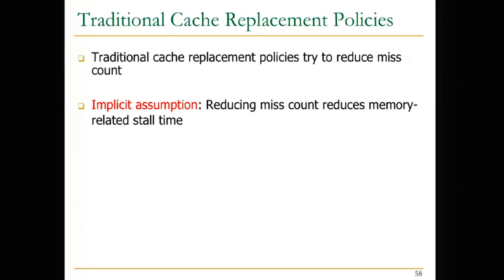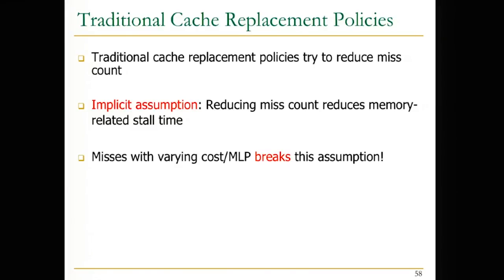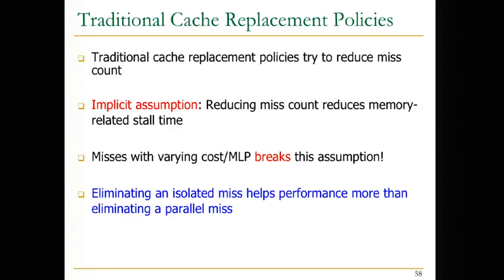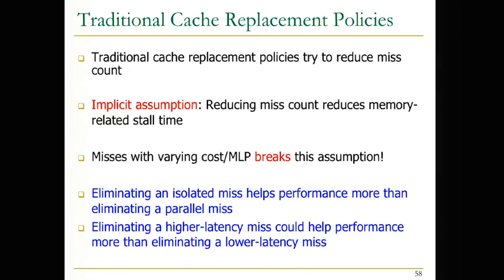The implicit assumption is that reducing miss count reduces memory-related stall time, how much the processor stalls for the miss. The issue, and the observation in the paper that you're going to read, is that misses with varying cost and MLP break this assumption. Basically, eliminating an isolated miss helps performance more than eliminating a parallel miss, because that's more costly from the processor's perspective. A parallel miss is less costly because you've overlapped its latency with a number of other misses. And eliminating a higher latency miss could also help performance more than eliminating a lower latency miss. It's similar in that sense.